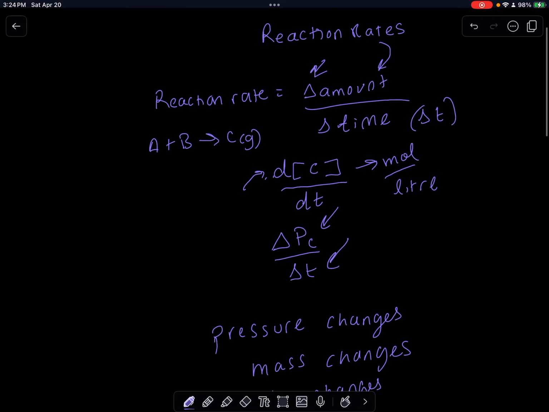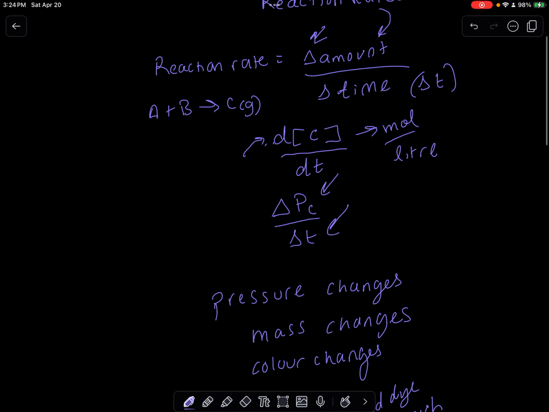Now, how we write that typically in the correct way is with this symbol here, delta. Delta means change in. So if we have a change in the amount of a particular reactant or a particular product, then we put delta to show that. And this is all with respect to time. So reaction rates always have a time component.